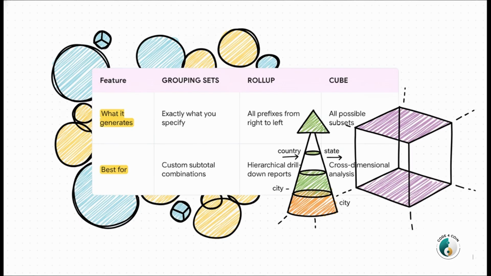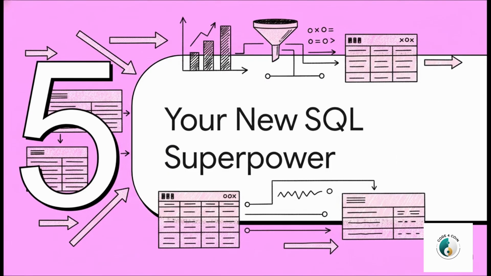If they want one of those classic drill-down reports, from country to state to city, that is exactly what ROLLUP was built for. And if they just say, give me everything so I can slice and dice it myself, that's your cue to use CUBE and give them a full, multi-dimensional analysis. So there you have it. You've just gone from simple filtering to building these incredibly complex, multi-level analytical reports, and you can do it all inside a single, elegant query.